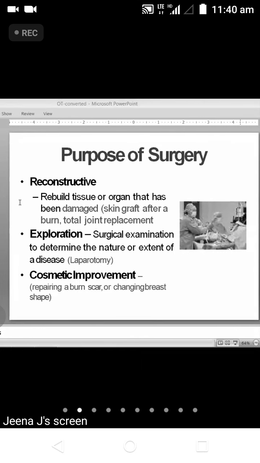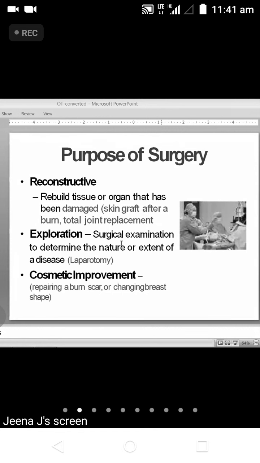Next is reconstructive. Because we have already seen it in the types, I am not explaining much. In reconstructive, you rebuild the tissue or organ that has been damaged, like skin graft after a burn; total joint replacement can be a reconstructive surgery. Then exploration: surgical examination to determine the nature or extent of the disease. If the person is having an ulcer, you can go for this exploratory. You are investigating how the disease has affected the organ or not. That is called exploration purpose.